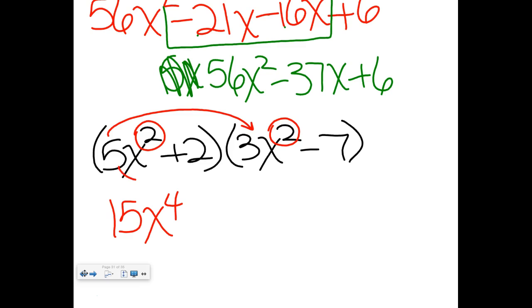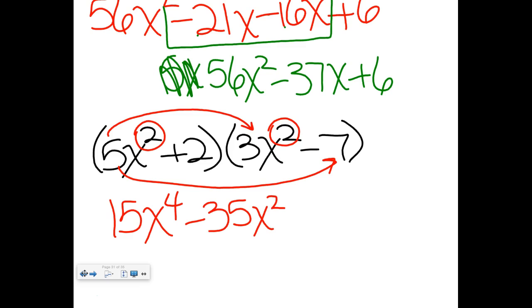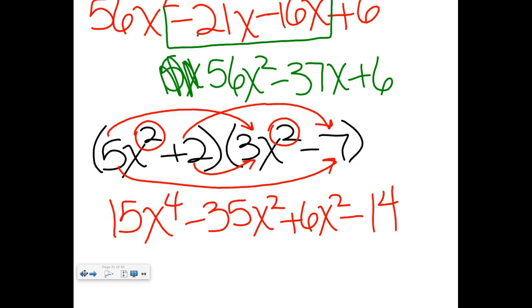I'm going to take this 5x squared times negative 7, and I'm going to get negative 35x squared this time because that square is on that x. I'm going to multiply my inside stuff, so I'm going to have 2 times 3, which is going to give us 6x squared. Okay, and then finally I have positive 2 times negative 7, so since I have a positive times a negative, I'm going to have negative 14.